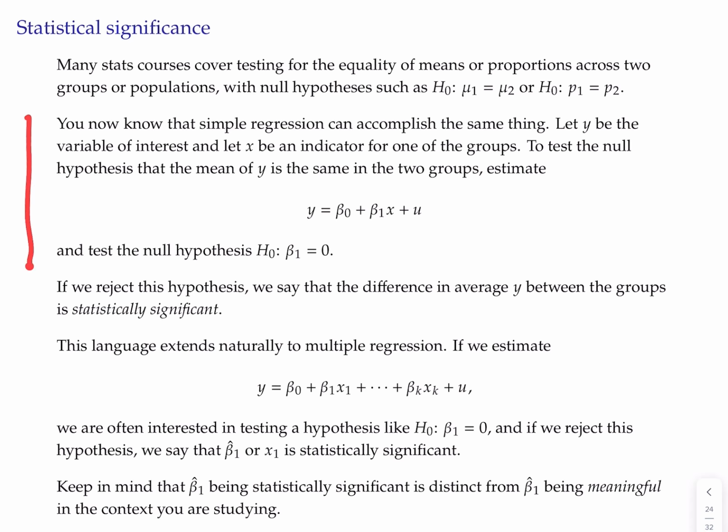So that's our starting point: if you want to test for equality of mean or proportion across groups, just set up a simple regression and test whether the slope is 0, the coefficient on that group indicator. If we reject this null, then we say that the difference in the average y between the groups is statistically significant. So if we put a poverty indicator, individual level data, so y is a poverty indicator, x is a rural indicator, and we reject this null hypothesis when we run the hypothesis test, we say there's a statistically significant difference in poverty rates between urban and rural areas, for example.